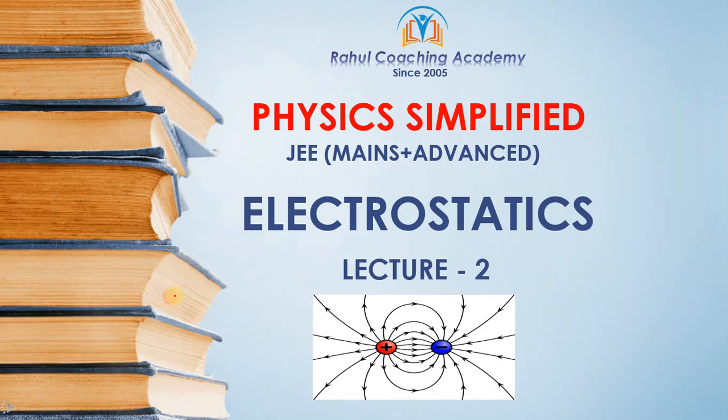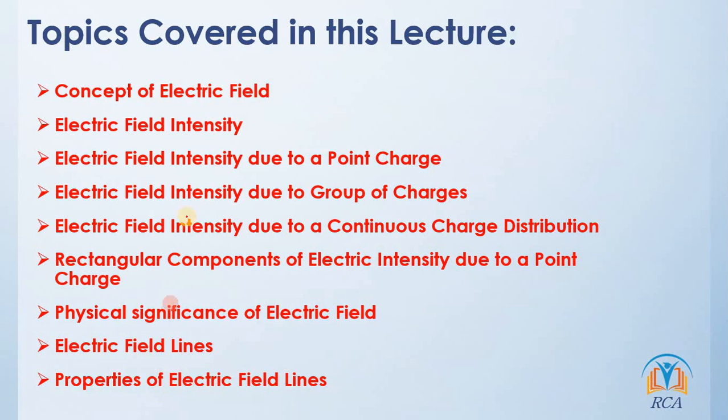Today we'll be discussing lecture 2 from Electrostatics. Today we'll be dealing with all about electric field and electric field lines. Let's first of all understand the topics that we'll be covering during this lecture. We'll be talking about the concept of electric field, what is electric field intensity, and also a few derivations. Intensity due to a point charge, due to a group of charges, and due to a continuous charge distribution.